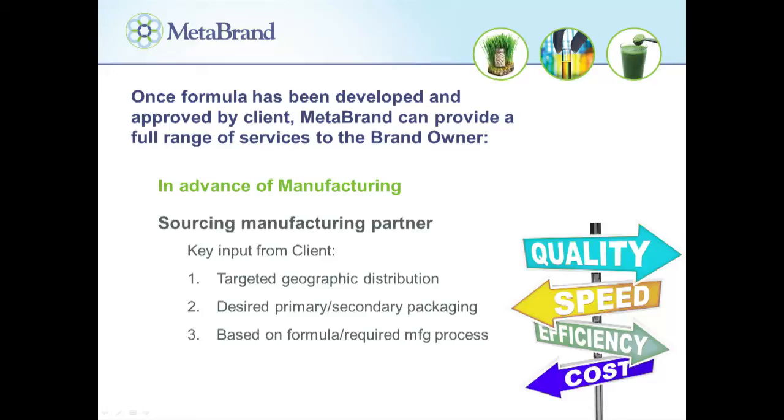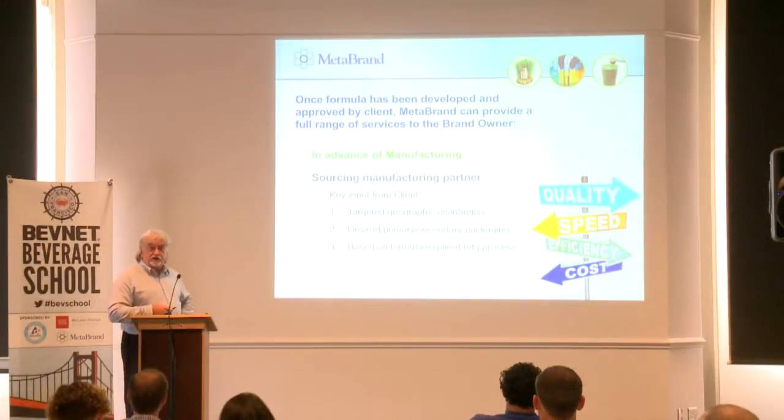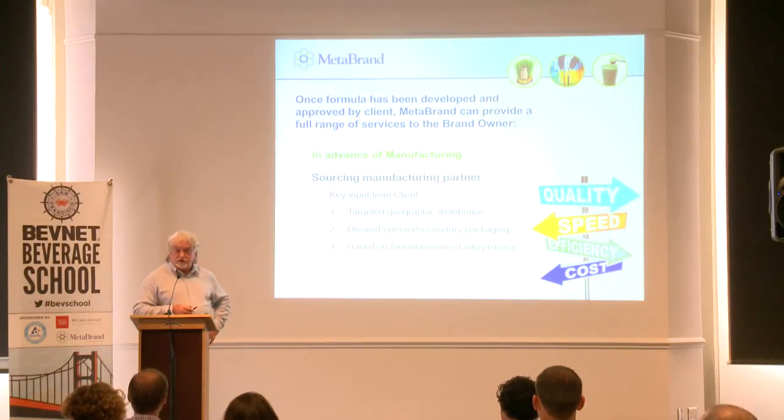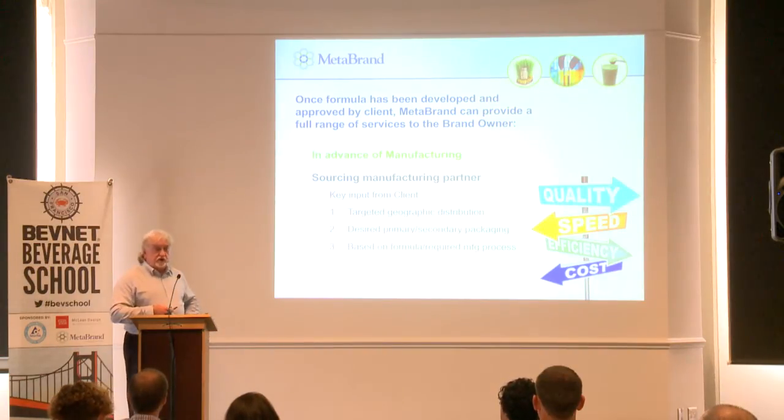So there's several things we do in advance of manufacturing. And this comes from key input from our clients and the entrepreneurs. What's your targeted geographic distribution? If your targeted geographic distribution is the Northeast, you don't want a co-packer in California to make your product for you. So that's a key consideration.